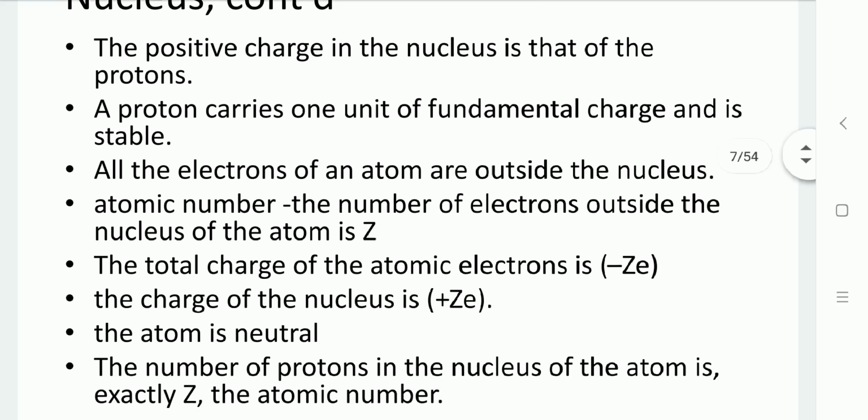Likewise, to determine the charge of the nucleus, we know that protons are in the nucleus. The number of electrons and the number of protons in the atom is the same, so the number of protons in the nucleus is Z. A proton is a positively charged particle, so one proton has a charge plus e. The total charge of the nucleus is plus e, the charge of a proton, into Z, the number of protons, that is plus Ze. By comparing the total charge of electrons and the charge of the nucleus, we can say that the atom is electrically neutral. And the number of protons in the nucleus, Z, defines the atomic number.